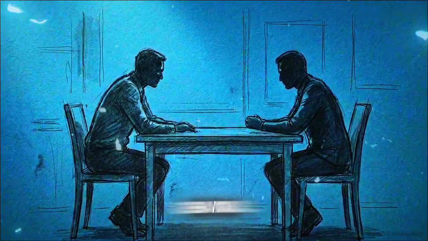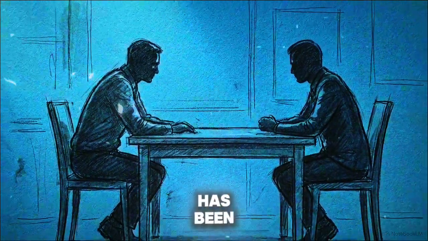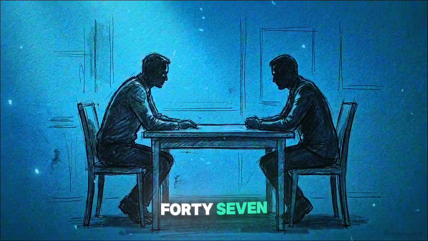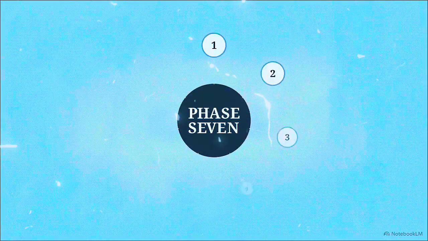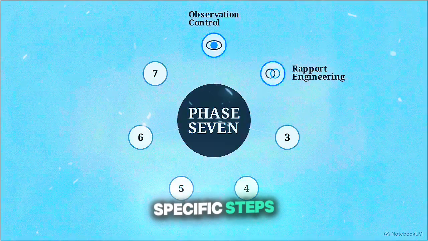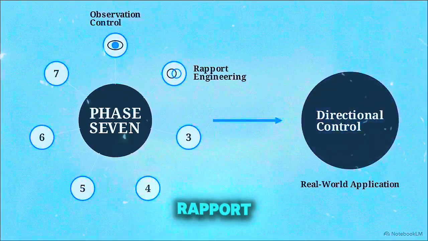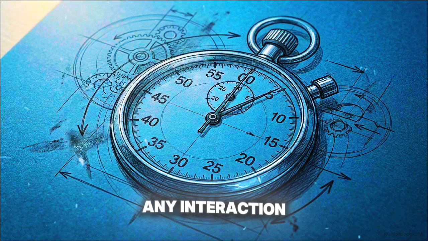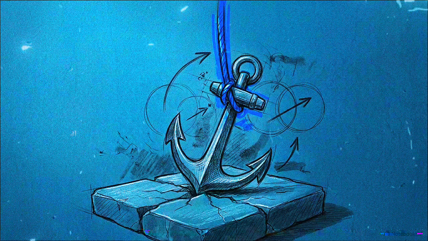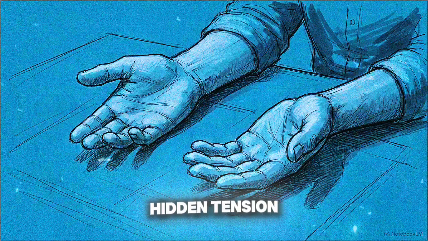Within the field of behavioral analysis, there is a framework so precise it has been labeled the AK-47 of dark psychology. Over the next 6 minutes, we will break down the 7 specific steps used to decode human signals, establish rapid rapport, and guide the direction of any interaction. And starts.